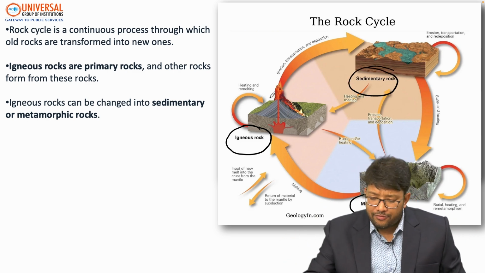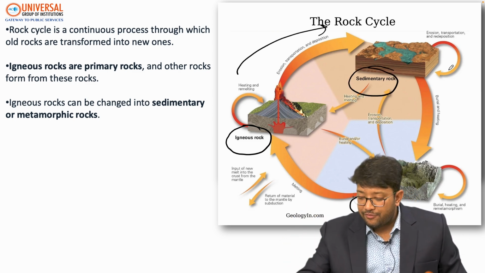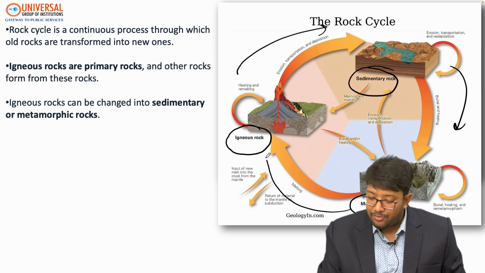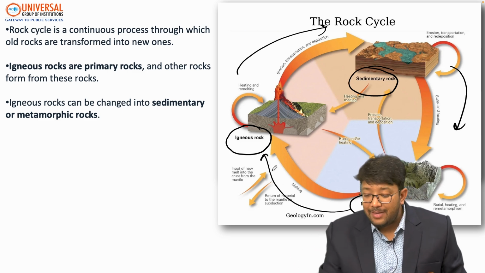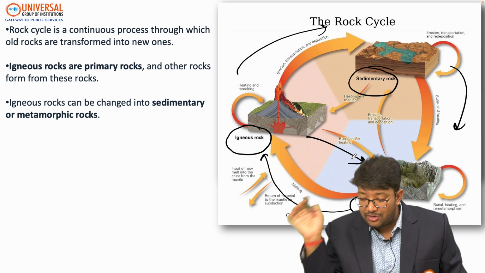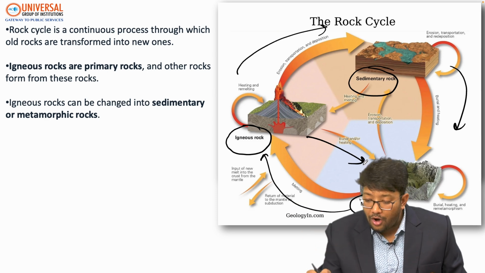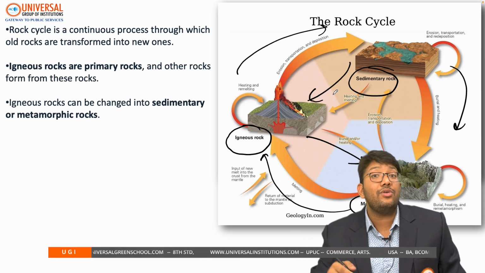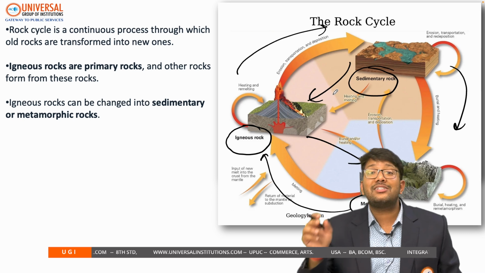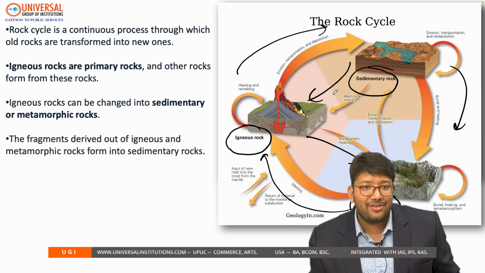Generally what happens is igneous to sedimentary, sedimentary to metamorphic, and metamorphic to igneous. But sometimes igneous rocks directly convert to metamorphic rock, or sedimentary rock directly converts to igneous rock also. So it's like a food chain and food web, you have to remember that.